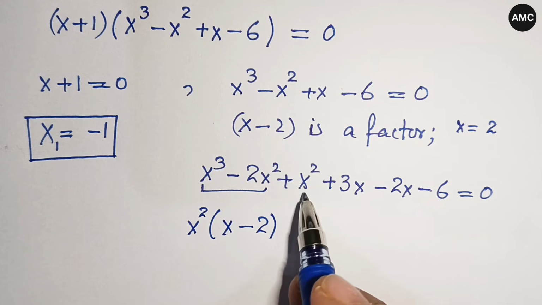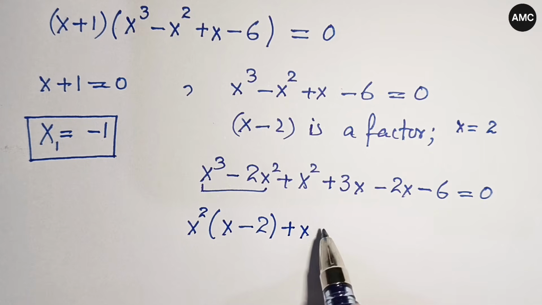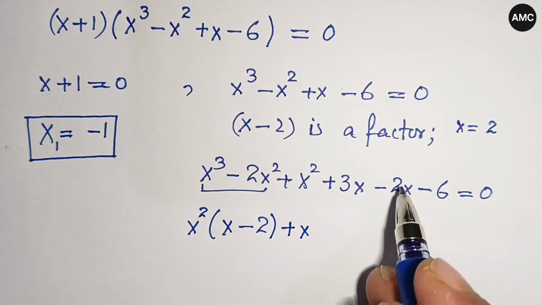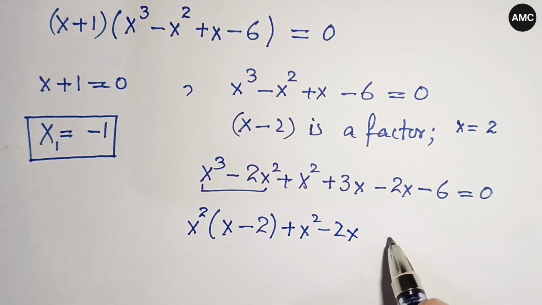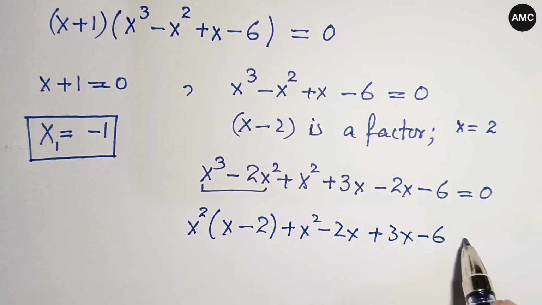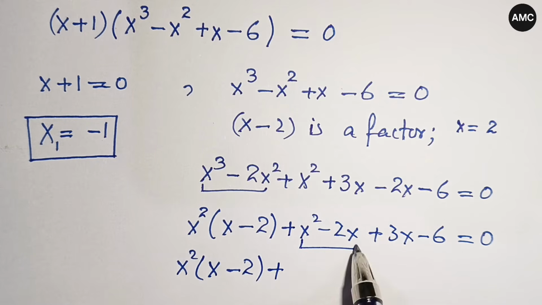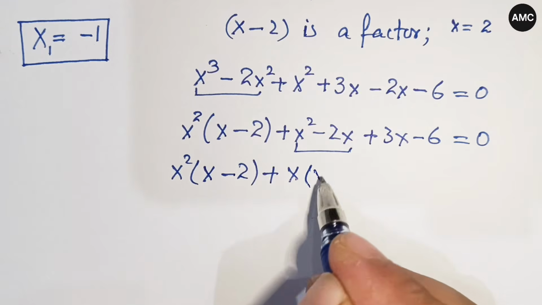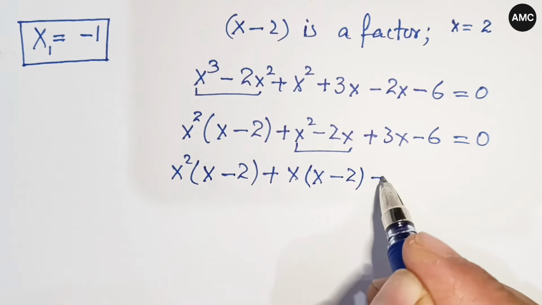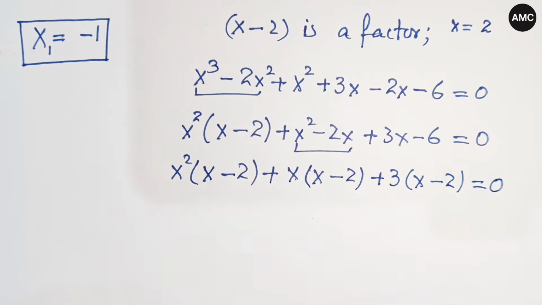Here we see x squared plus 3x. If we take x as common, then we write x squared minus 2x here, and then plus 3x minus 6 is equal to 0. So x squared times x minus 2 plus, now taking x common, we have x minus 2 inside the bracket, and if we take plus 3 common, we get x minus 2, that is equal to 0.